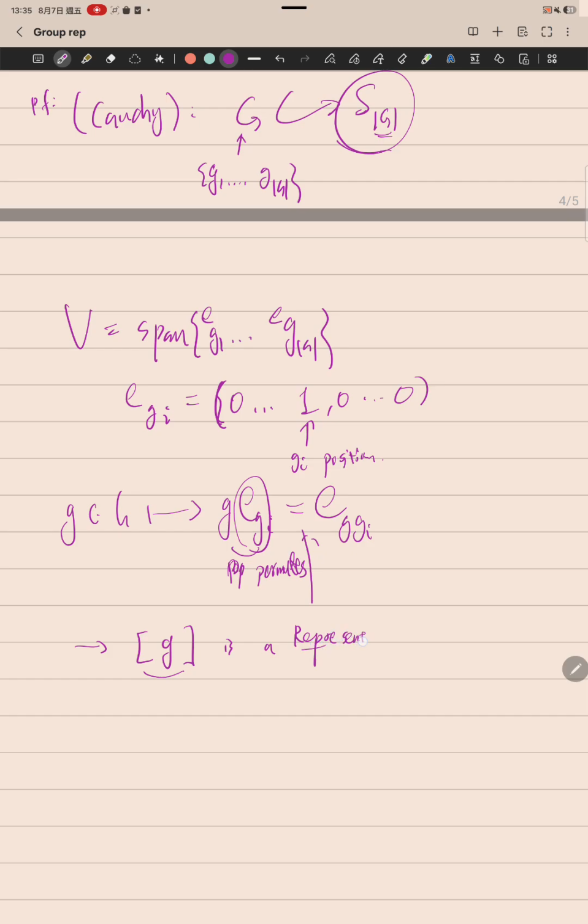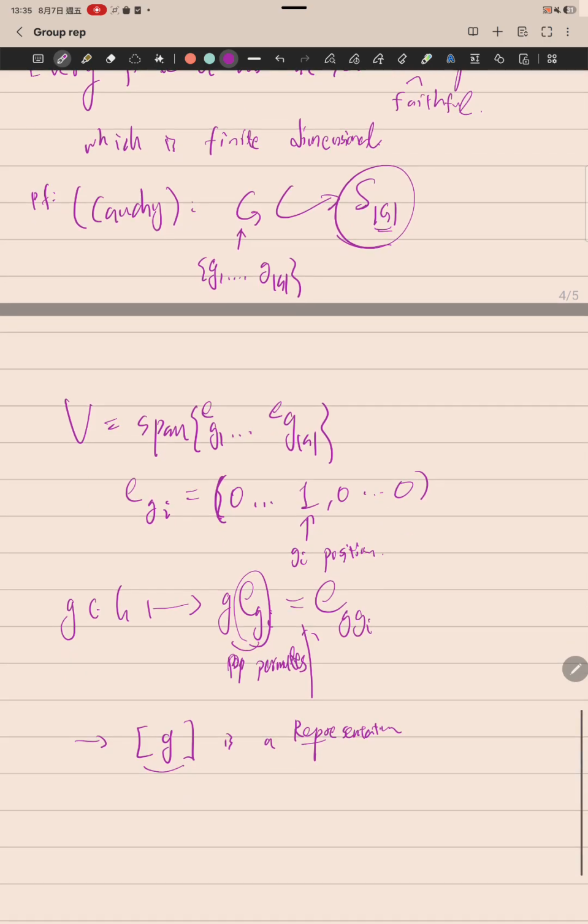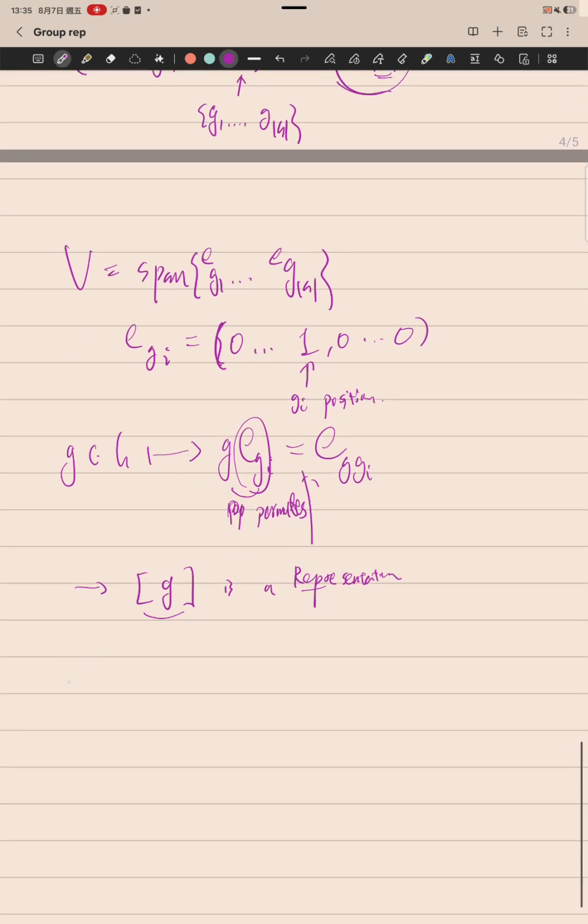Obviously this is injective, because G is a subgroup of the symmetric group. For every element, you will permute something, so it's definitely injective, and you can prove that this is also a representation. Hopefully you can see this is a representation, but maybe I can quickly prove it. If you take G and H and apply them on, let's say, E of GI, it becomes E of GH GI.